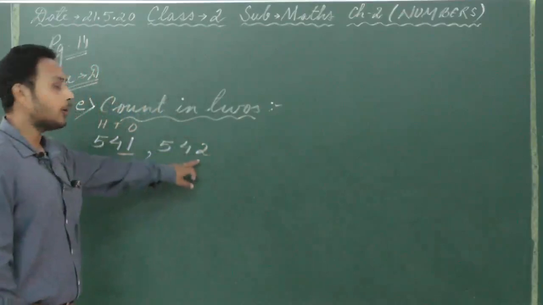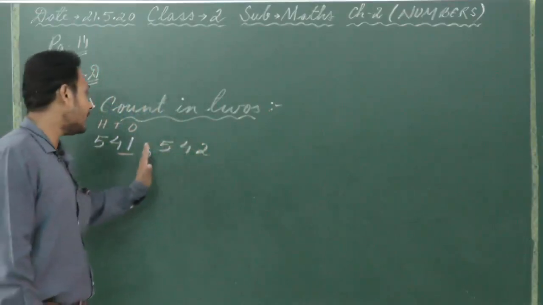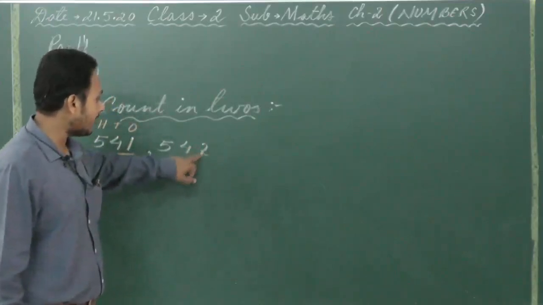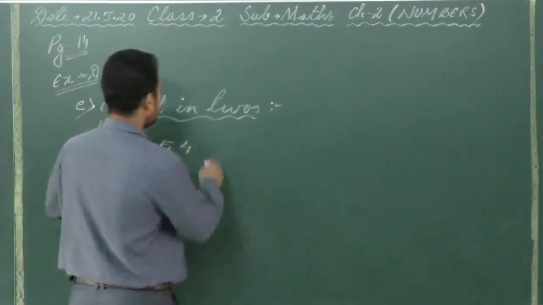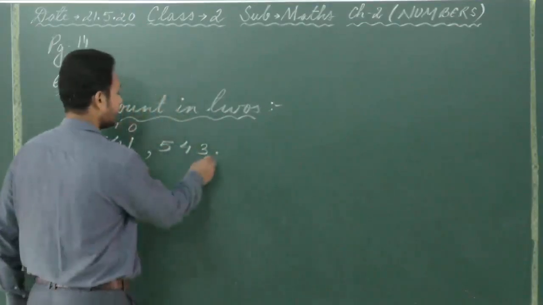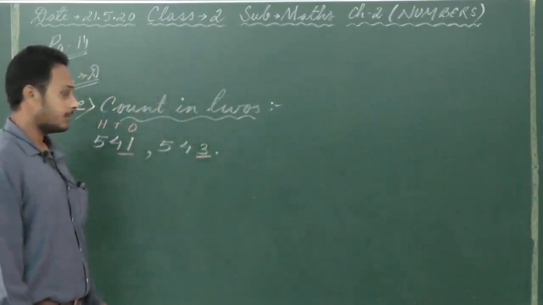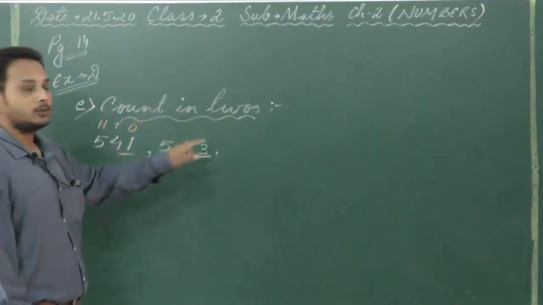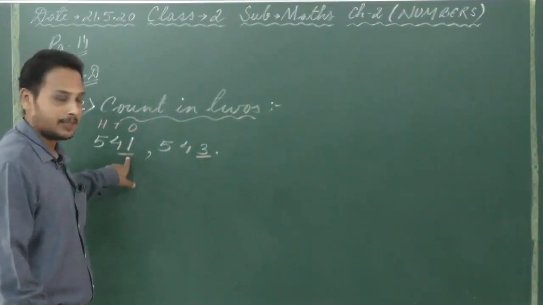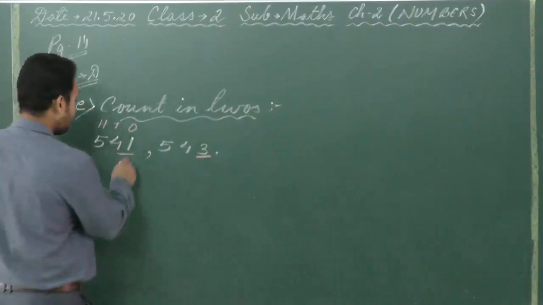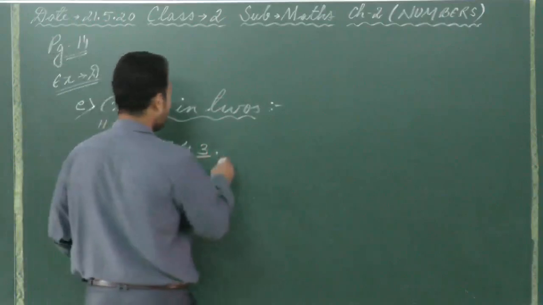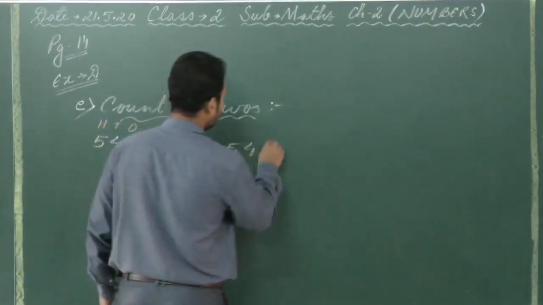But you are not going to write 2. This is only one number that is counted. You have to count 2 numbers at a time. So instead of writing 2, you have to write 3 over here. 543. Okay? Is it clear? That means when you are counting in twos, you have to add 2 in the number that is in the ones place. So we have 1 over here. In 1, when you plus 2, what do you get? 3. Okay? In the same way, the next number will be 545.